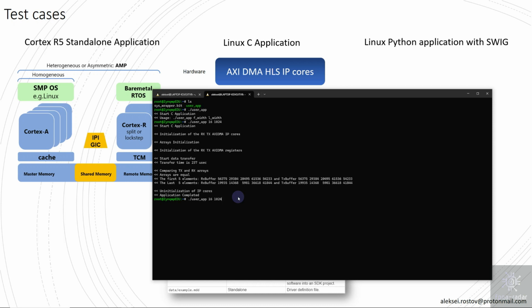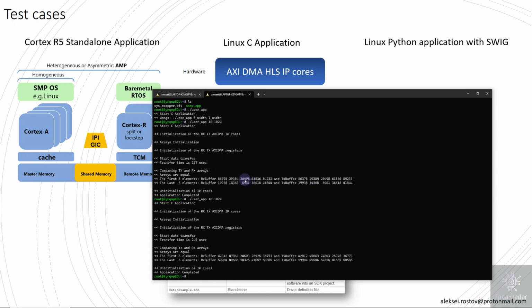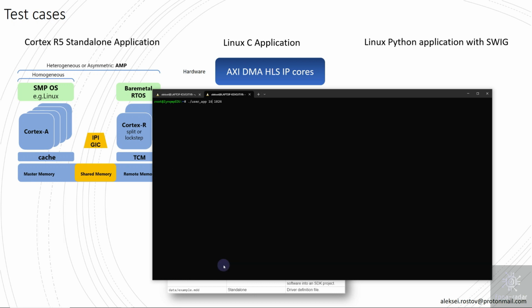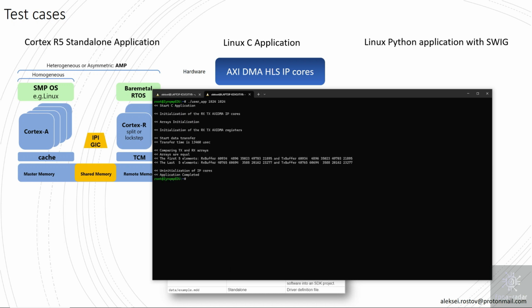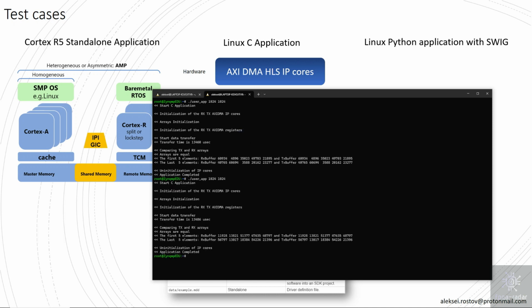Okay, let's run again just to check that the contents of the RX buffer and the TX buffer are changed. Yeah, it's another. And let's change the frame parameters. The frame parameters here will be 1024 by 1024, as we did for the standalone application. Let's check. The arrays are equal, and the transfer time is again the same as it was for the standalone application. Let's run it one more time. Okay, nice, it works.